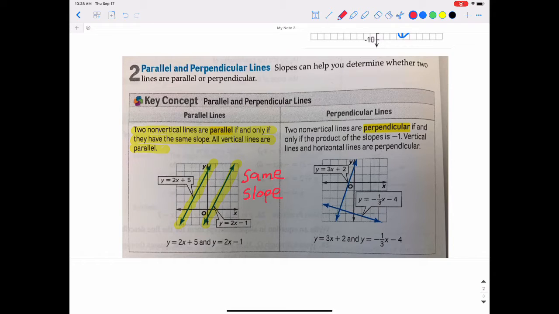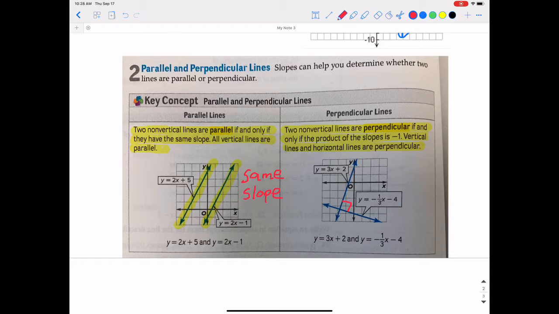On the other side, it says perpendicular lines, two non-vertical lines are perpendicular if and only if the product of their slopes is -1. Vertical lines and horizontal lines are perpendicular. What that means is that perpendicular lines, if you recall, are two lines that intersect at right angles. So there's a right angle.